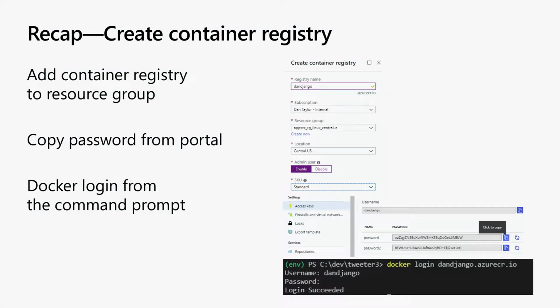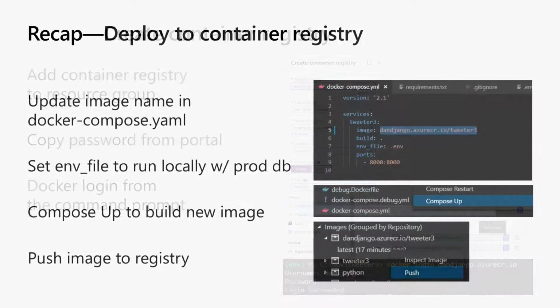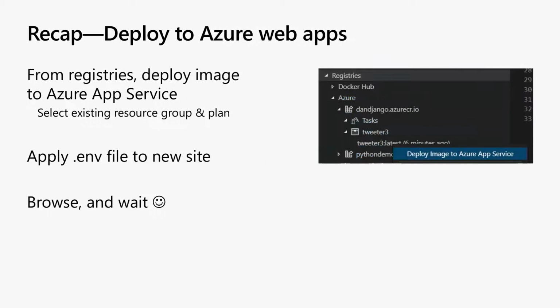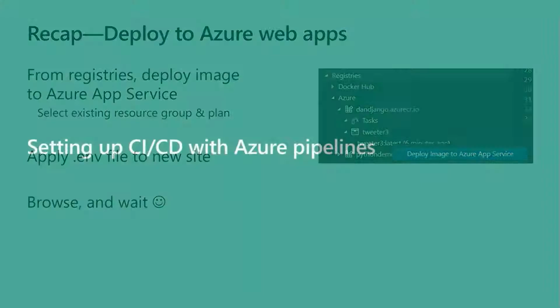So we created a container registry, and then we did a Docker login to get access to that. And then we set the image name in the compose YAML so that we prefix the image name with the container registry so that when we push, it knows where to deploy it to. And then from there, we right-clicked on the container registry and said deploy image to Azure App Service. And we browsed, and well, we didn't have to wait that long for it to come up, so that's good.